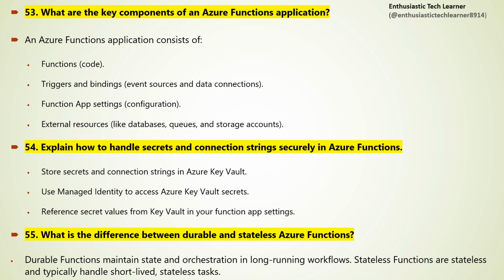Explain how to handle secrets and connection strings securely in Azure Functions. Store secrets and connection strings in Azure Key Vault. Use managed identity to access Azure Key Vault secrets. Reference secret values from Key Vault in your function app settings.